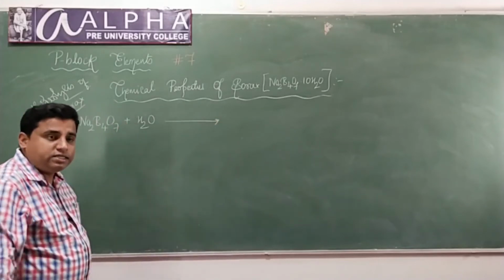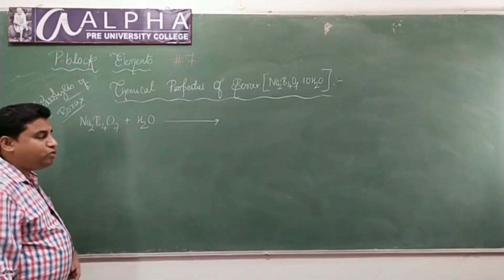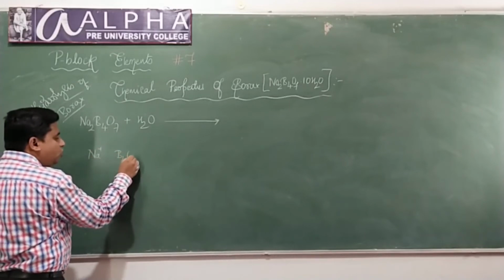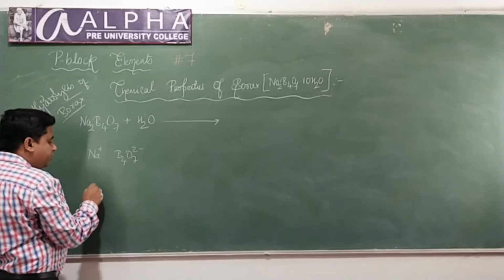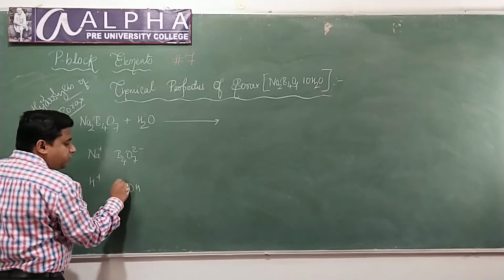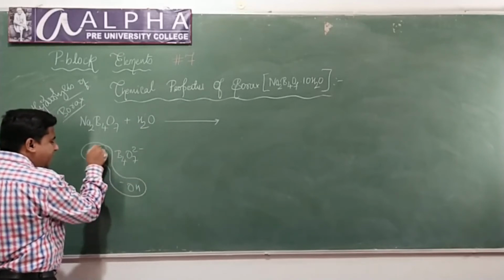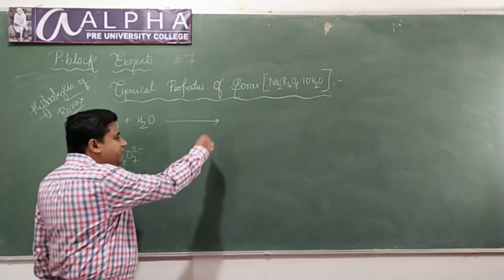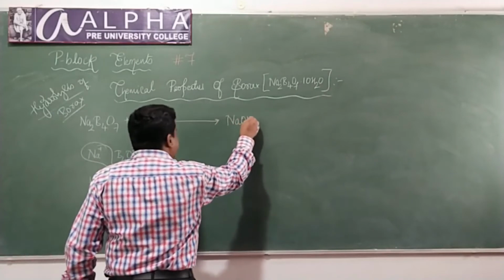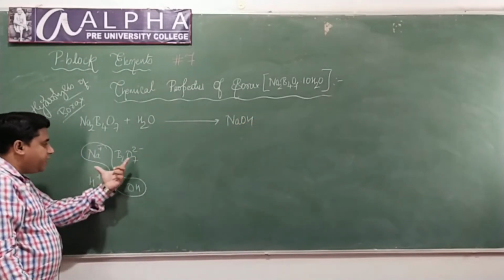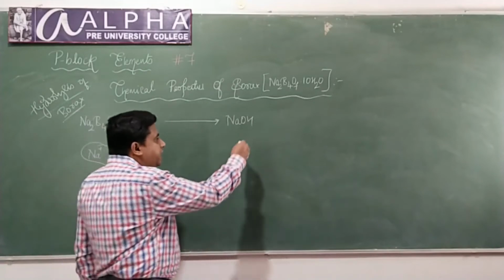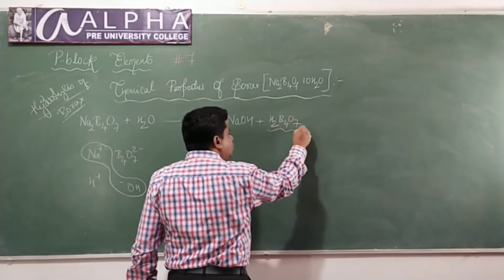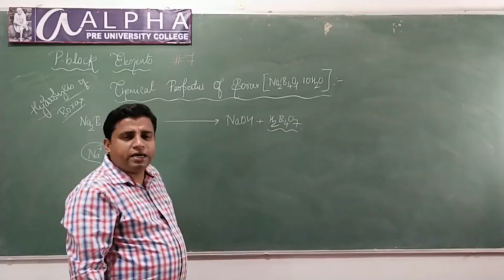Interchange the reactions, guys. What do we have in Na2B4O7? We have Na plus ions and B4O7 2 minus, and in water we have H plus and OH minus. Just interchange the reaction. Na plus plus OH minus will give us NaOH. Now apply the crisscross method and combine them. What are we going to get? We will be getting H2B4O7. This is called metaboric acid.